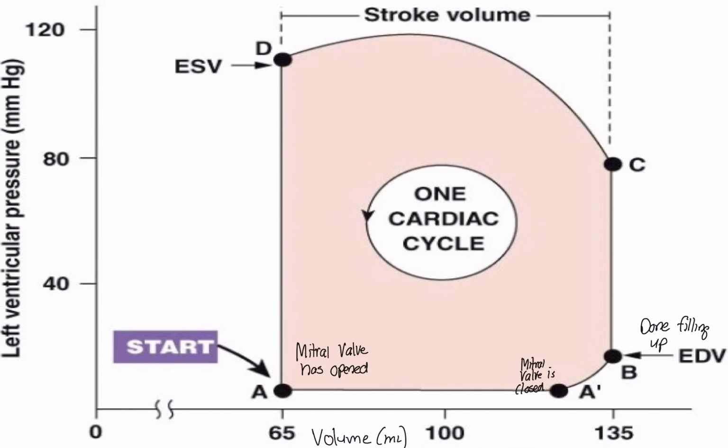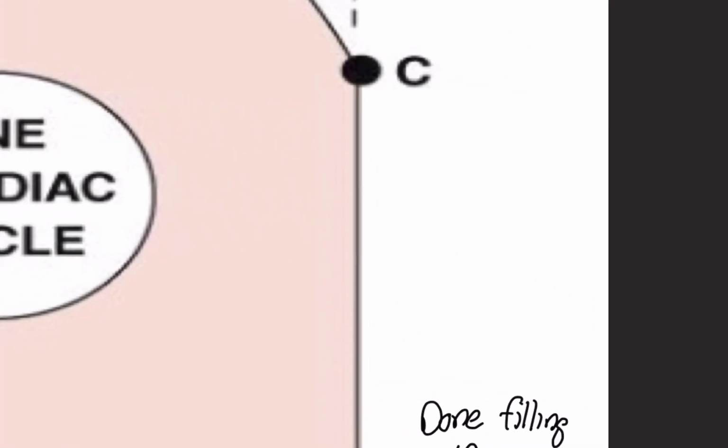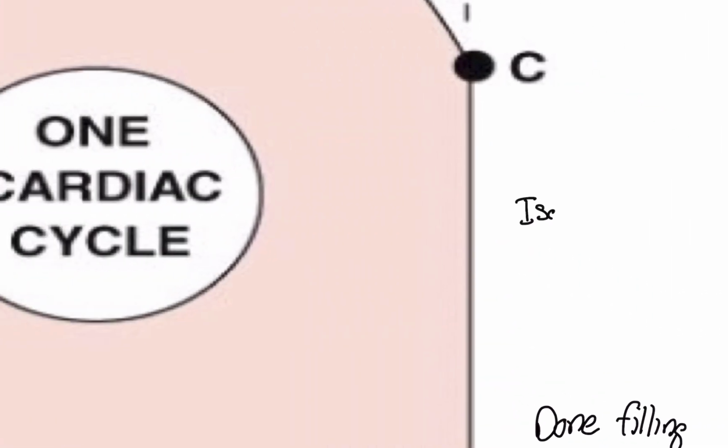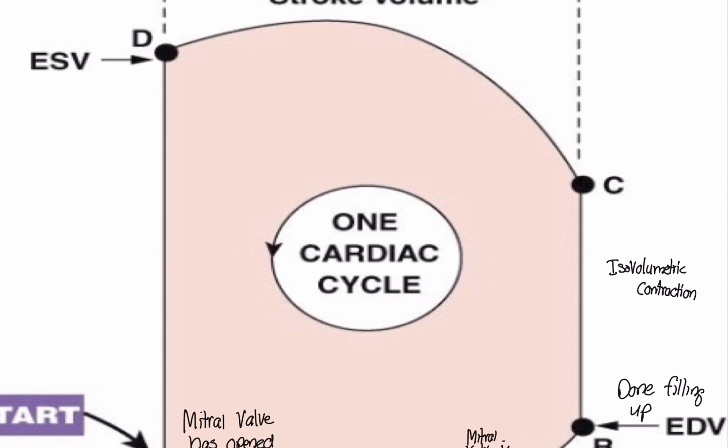Now from B to C is very important. This is called isovolumetric contraction. So let's write that down. Isovolumetric contraction. So it's this right here, or a little bit higher. I butchered that line. Okay, let me just do this. Like that, and like that. Okay, that's called isovolumetric contraction.